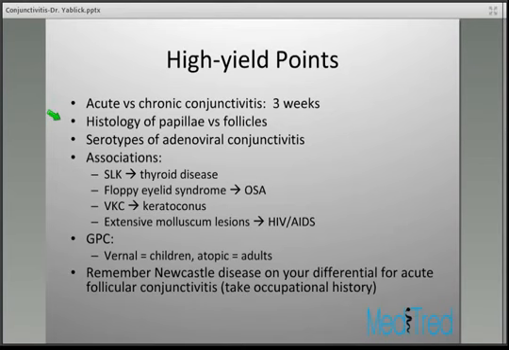Know the histology of papillae versus follicles. I showed you slides of both of those. One of the main important points is the presence of a central fibrovascular core in the papillae.